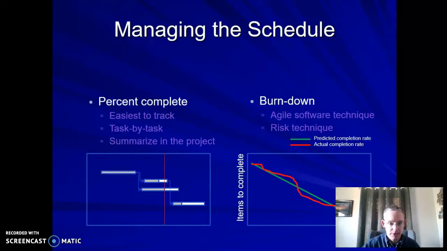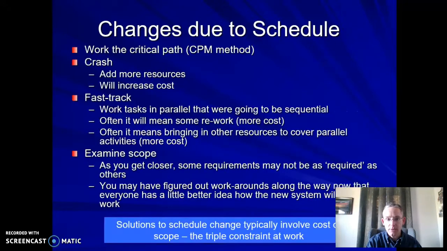You want to manage your percent complete, which basically is the easiest kind of thing to track. This is what the schedule will do. There are also burn down techniques that allow you, if you just want to put all the lists of tasks out there and start burning them down, to track them that way too. That's what agile software techniques do as well. Either way, what you're doing is managing that schedule and making sure you're getting the things done that need to get done. If problems pop up, work the critical path method.